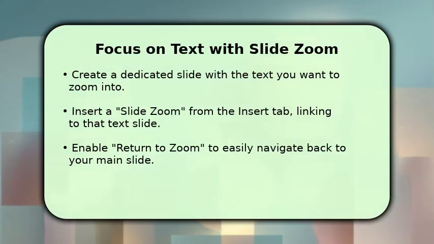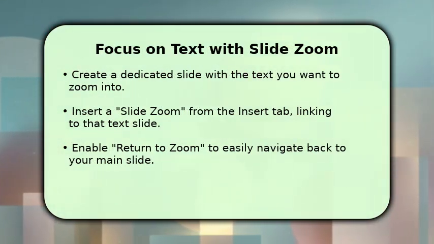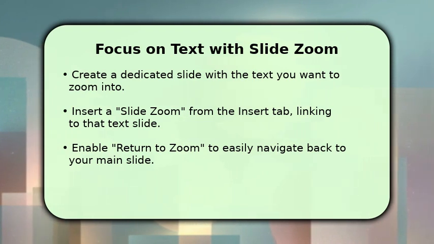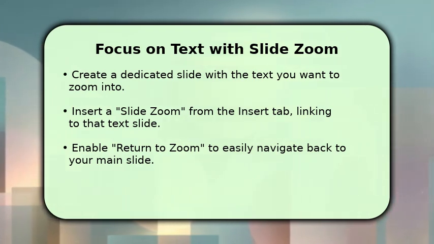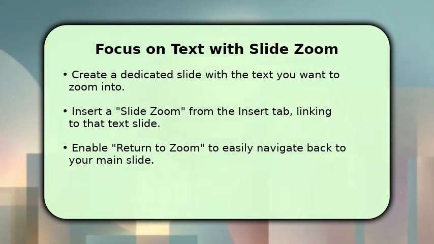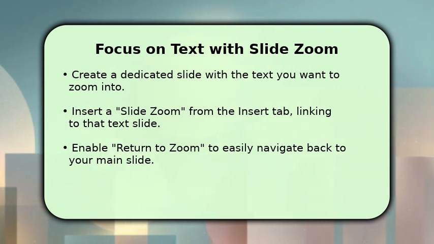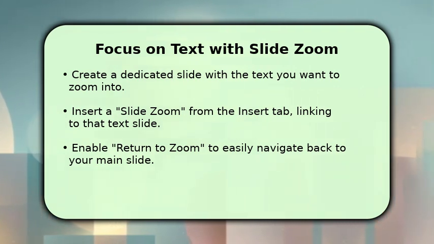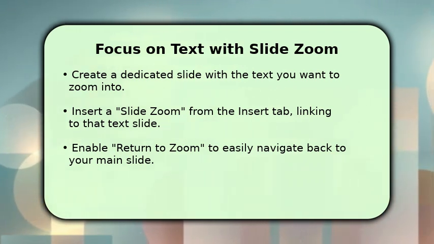PowerPoint's slide zoom feature is excellent for focusing on text by linking to a separate, detailed slide. Create a new slide containing only the text you want to highlight, perhaps with a larger font size. Then, on your main slide, go to the Insert tab, click Zoom, and select Slide Zoom. Choose your dedicated text slide.